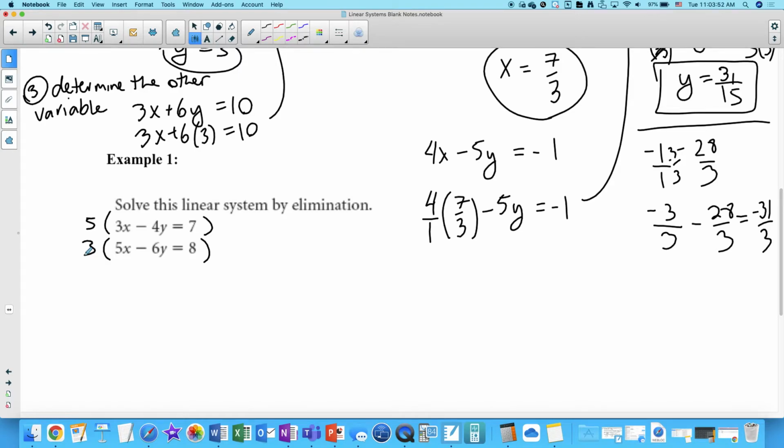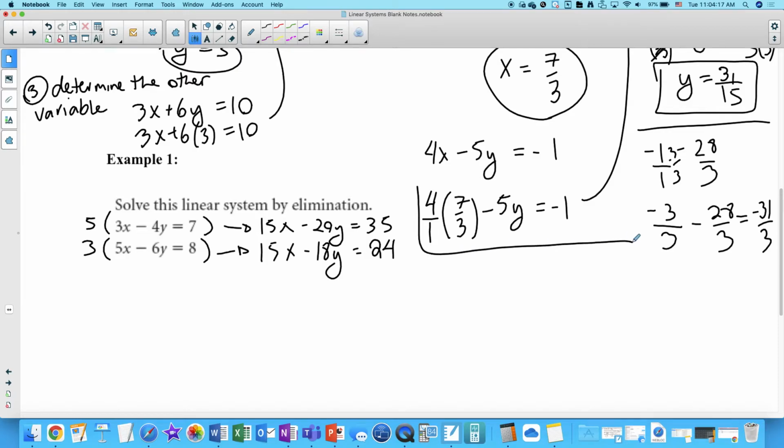Okay? So when I do that, I'm going to get 15x, and then 5 times -4 is minus 20y equals 5 times 7 is 35. And this one becomes 15x, and then 3 times -6y is minus 18y equals 3 times 8 is 24. Okay, and now I have the x coefficients are the same. So what operation do I need to do to these equations to eliminate x? Yeah, subtraction, exactly. Okay, and again, just be very careful with the double negative.